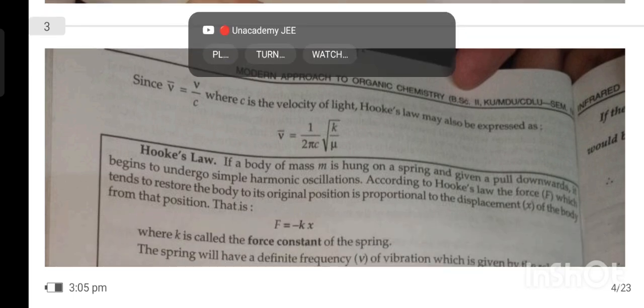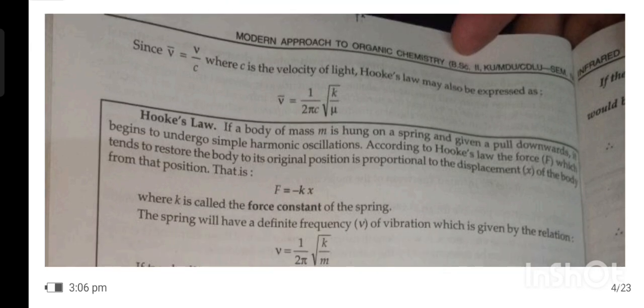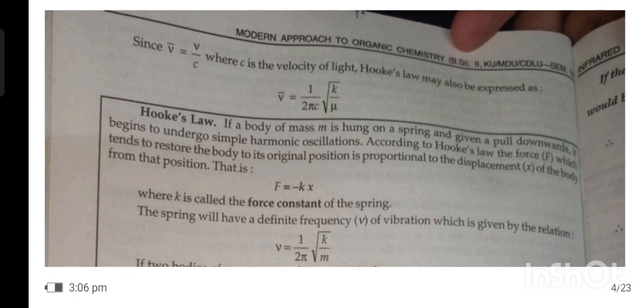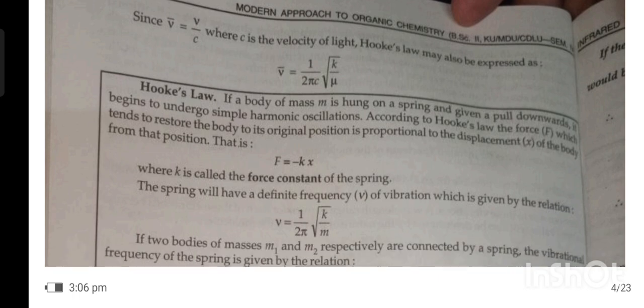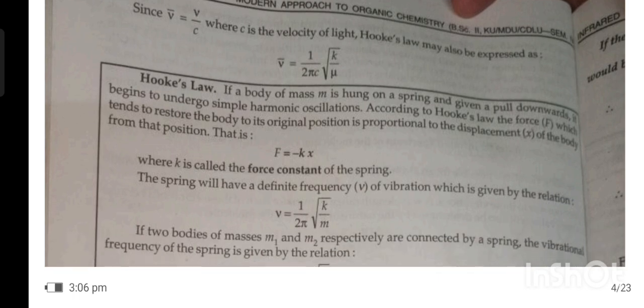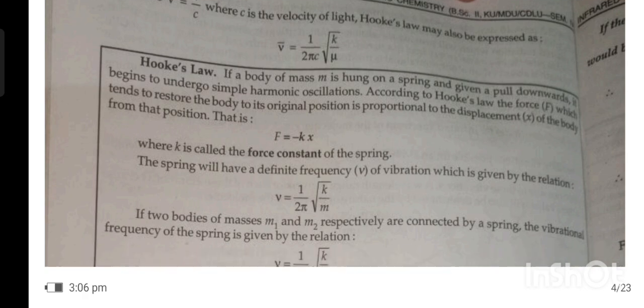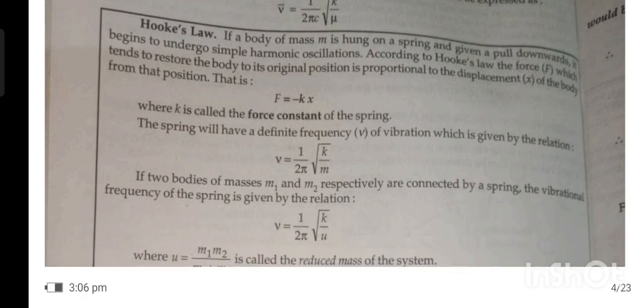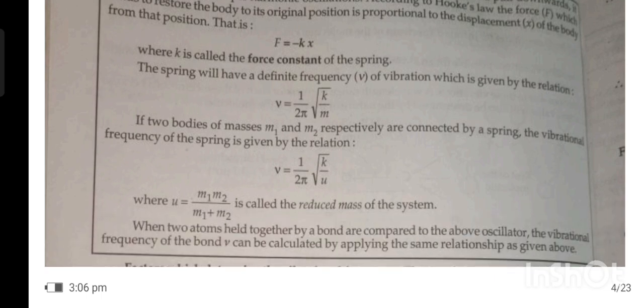Hooke's law. If a body of mass m is hung on a spring and given a pull downward, it begins to undergo simple harmonic motion. According to Hooke's law, the force which tends to restore the body to its original position is proportional to the displacement of the body from that position, that is F is equal to minus kx, where k is called the force constant of the spring. The spring will have a definite vibrational frequency which is given by the relation nu is equal to 1 by 2 pi under root k by m.